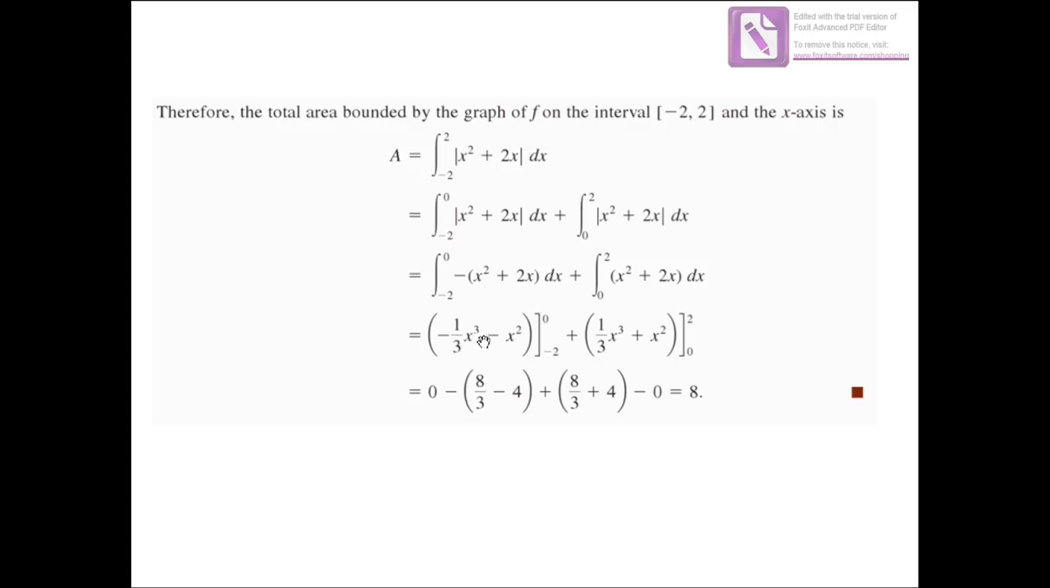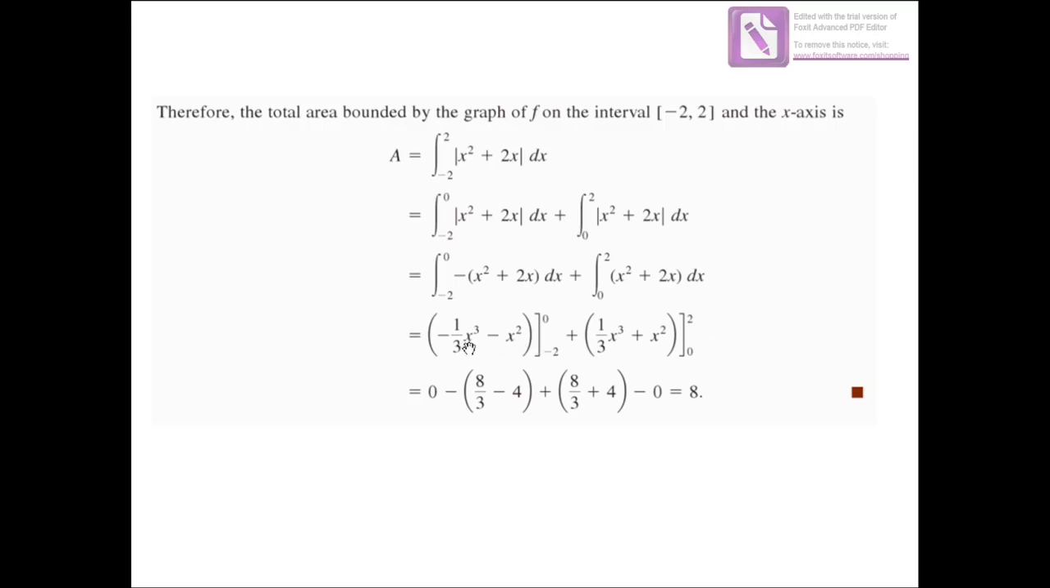This will give us minus 1 over 3x cubed minus integral of 2x will be x squared. Then we need to evaluate the integral from -2 to 0, plus the integral of x squared will be 1 over 3x cubed plus integral of 2x will be x squared, and we need to evaluate the integral from 0 to 2.